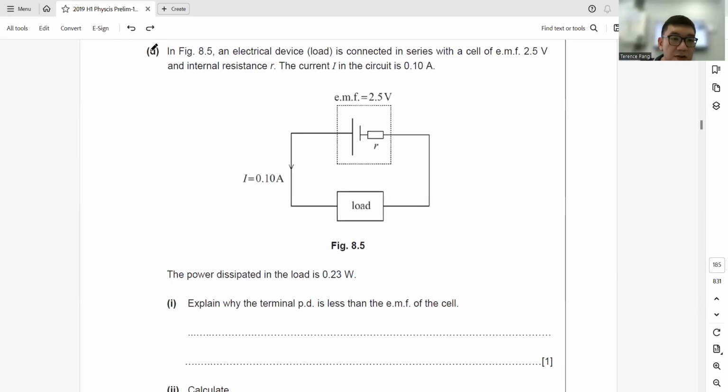Okay. So, looking at this question, I'm recording this down so that you remember what I said.